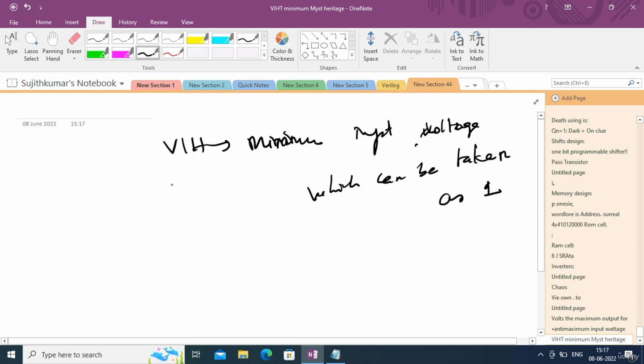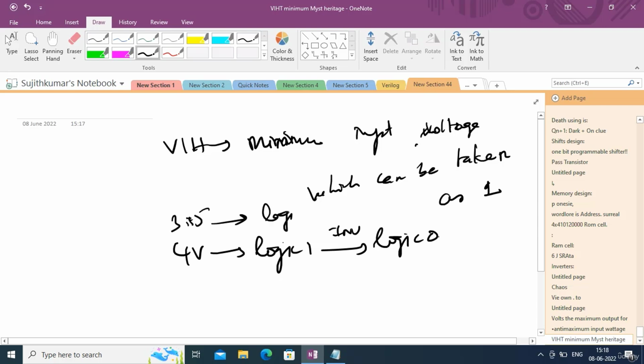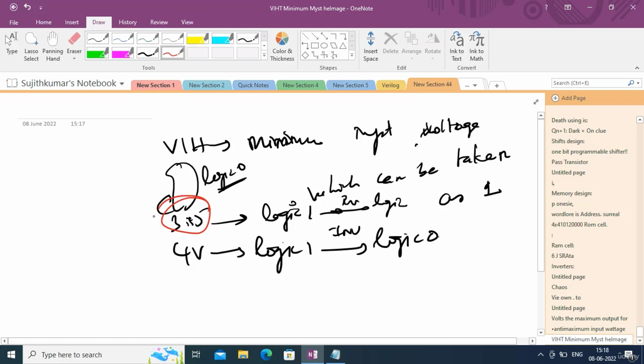For example, if I apply 4 volt, it will be taken as logic 1, and if you invert it, the output will be logic 0, right? If I apply 3.5 volt, that will be taken as logic 1, and if you invert it, it will give logic 0. If you go lesser than this, that will be taken as logic 0, right? So what is the minimum voltage? 3.5 is the minimum voltage for this example. That is the minimum voltage which will be taken as logic 1. So you always have a range of voltages that will be taken as logic 1. In that, the minimum is called VIH.